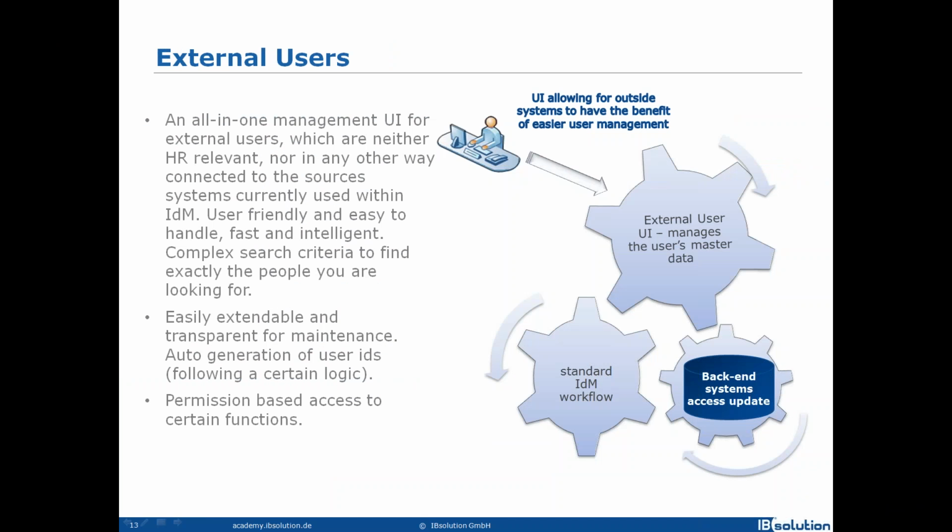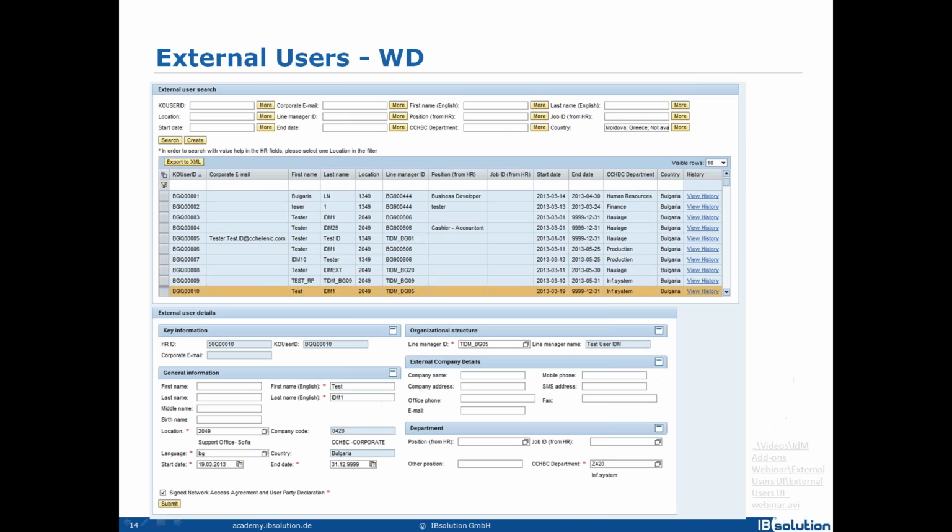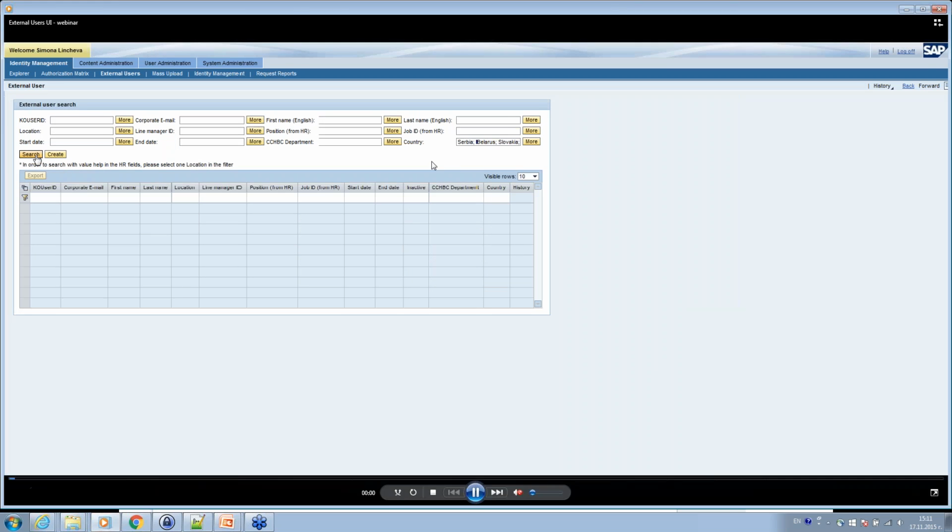So the next add-on is the external users. All-in-one management UI for external users, which are neither HR relevant nor in any other way connected to the source system used by IDM. Easily extendable and transparent for maintenance, auto-generation of user IDs and other key fields, as you can see here. These fields are automatically generated. Here is how the add-on looks on WebDynpro. And now I'm about to show you the demo we have here.